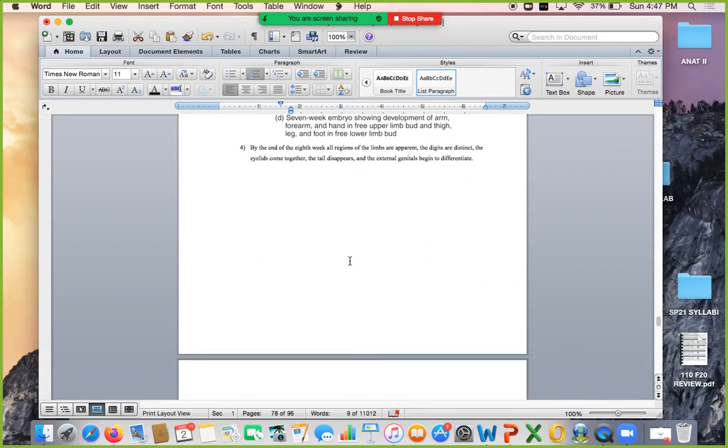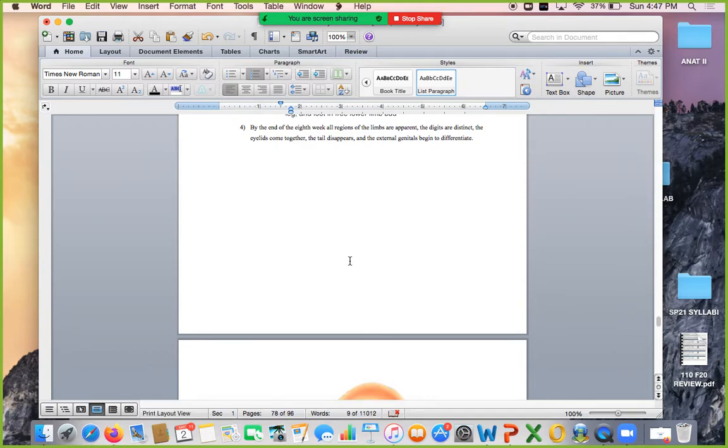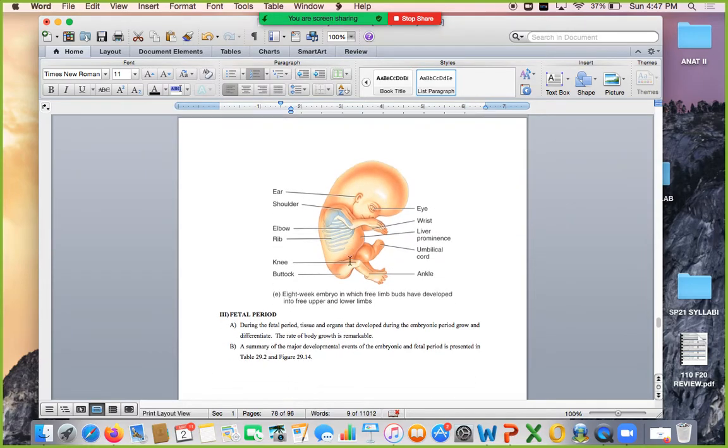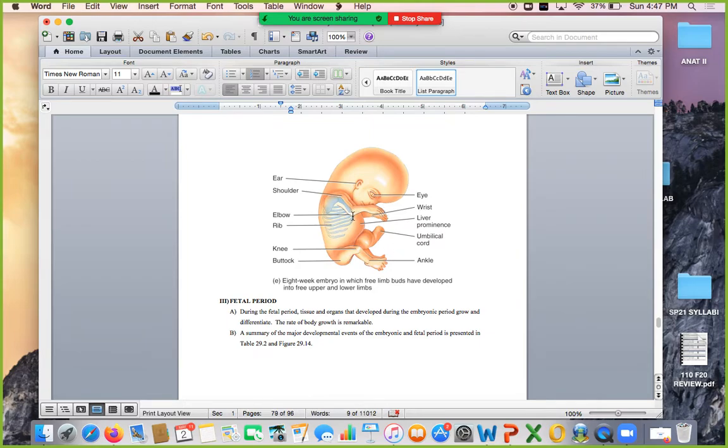Let's see. So here we are at week 8. At this point, we have formed digits and we have our eyelids. So we're actually starting to have, this is cartilage, not bone, so no ossification is happening, but we're starting to get protective measures over our important internal organs, which are forming, such as our precursors to our ribs. We're also starting to get precursors to some of our other bones, some of our long bones, like our humerus here, as well as our scapula.